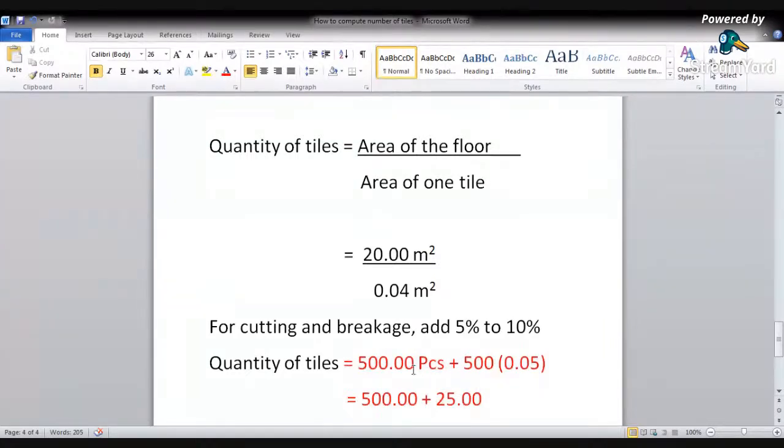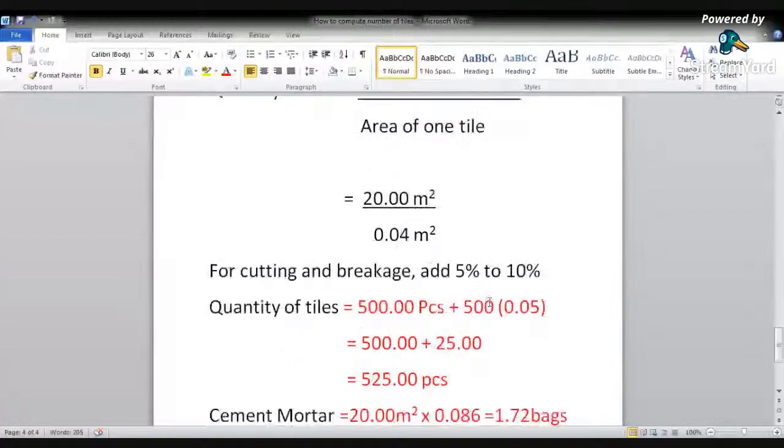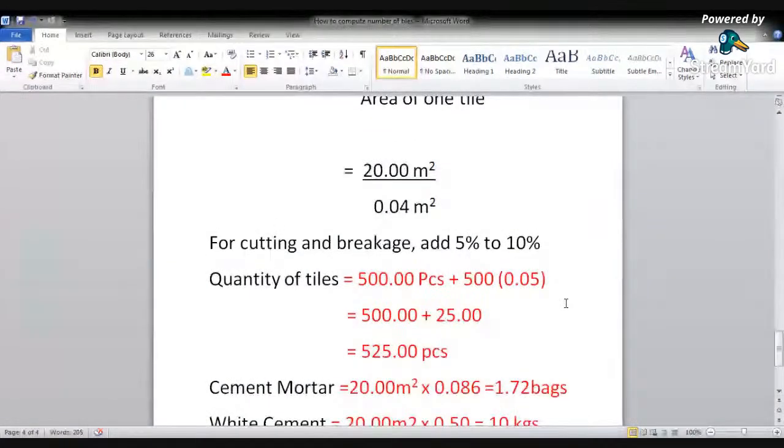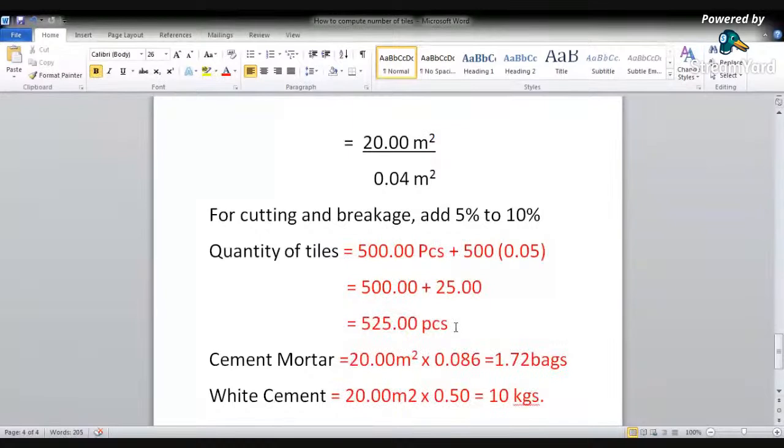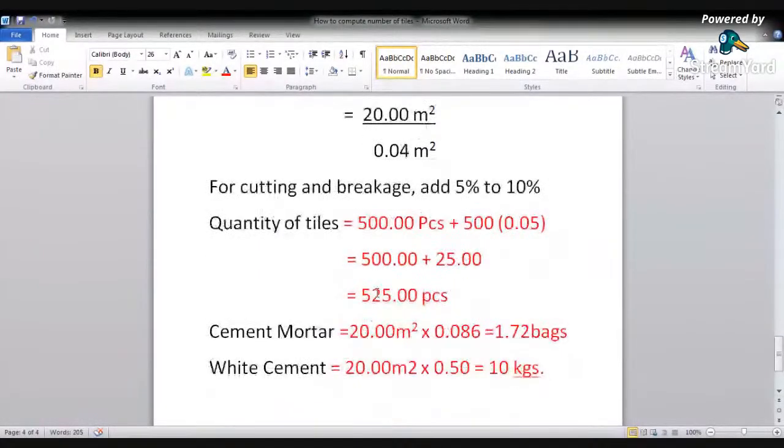Remember, there should be an additional in case there is cutting and breakage. So we will assume to add 5% to 10%. We will just use 5% as additional for cutting and breakage because we don't know after the delivery if there is a breakage. So for this example, I will put only 5%. So 5% of 500 is 25 plus 500 is equal to 525 pieces you require for the floor size 5 by 4 meter.